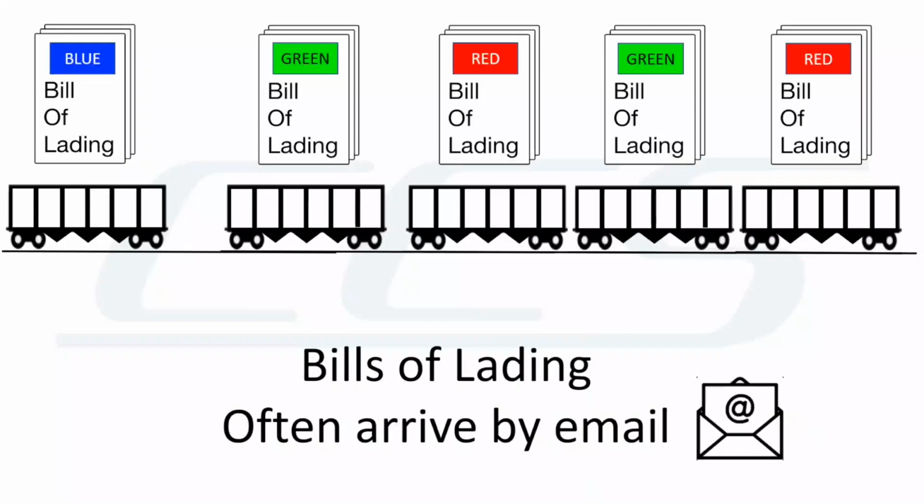So the key to knowing what is in each railcar is the bill of lading, or BOL, that is associated with every railcar that ships from a supplier. The supplier will put information into the BOL such as the product code, product name, vehicle ID, and so on. And these are often sent by email.